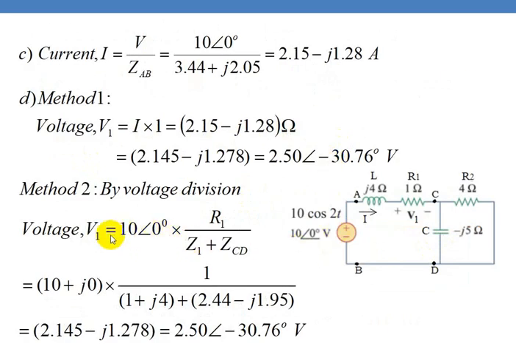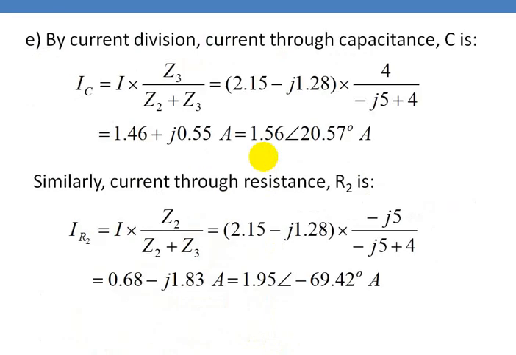Now you substitute in this formula 10 at an angle 0 degree into R1 by Z1 plus ZCD. Substituting all the values, R1 is 1, so you will get 2.5 at an angle minus 30.76 degrees volts. It is the same as the value we got for V1 in method 1.